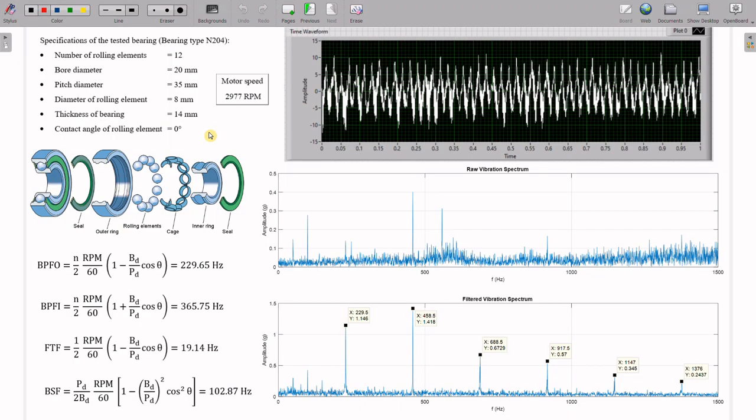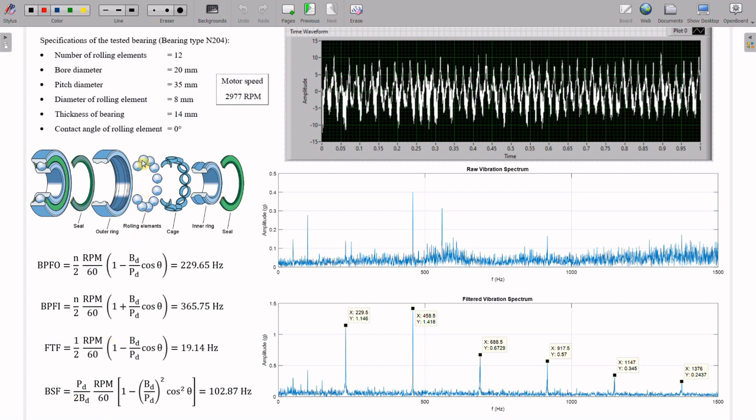Before we start with bearing analysis, we have to calculate the bearing failure frequencies first. As you have already learned in the lecture, we have 4 bearing failure frequencies. The first one is ball pass frequency outer, to represent outer race defect. The second one, ball pass frequency inner, to represent inner race defect. The third one is fundamental train frequency to represent cage defect. And the last one is ball spin frequency to represent rolling element defect.